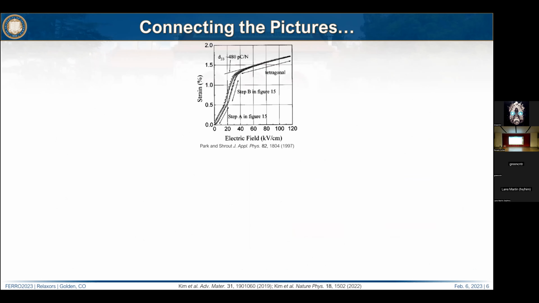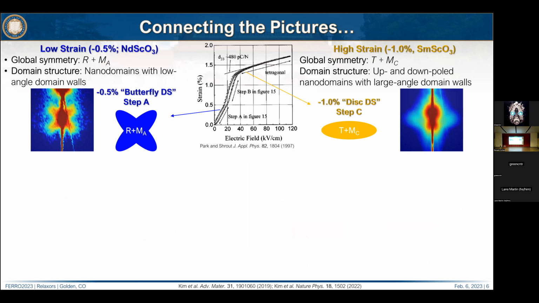All right, so we used our ability to grow films of these and control the strain state to manipulate them in interesting ways. So the first thing we found from the early work was that when we're in this low strain state, this is on neodymium scandate substrates, we have a mixture of phases, typically the R and MA phase.